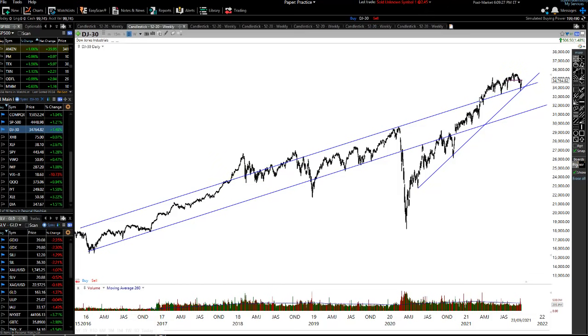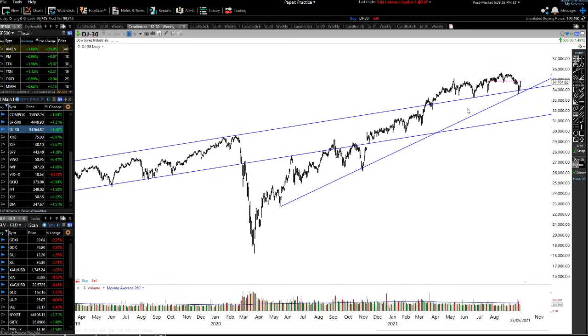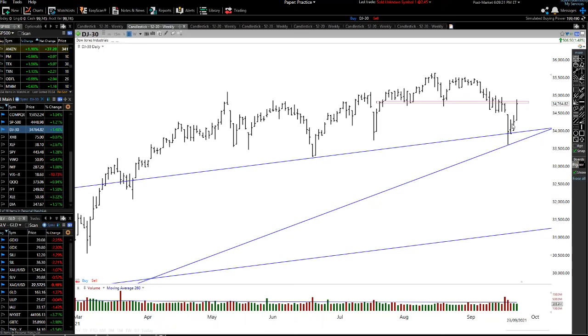So let me zoom back in again. I'm going to talk about this trend line right here. Let me zoom right in. That's that trend line here. It was that very long-term trend line, and you can see how it bounced off there, bounced off there. Look where we are right now. We're bouncing off it again.